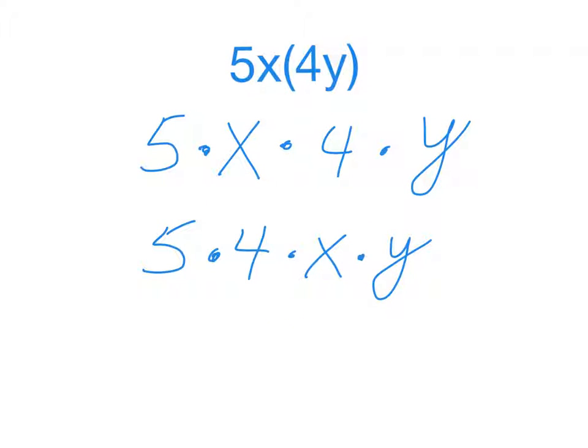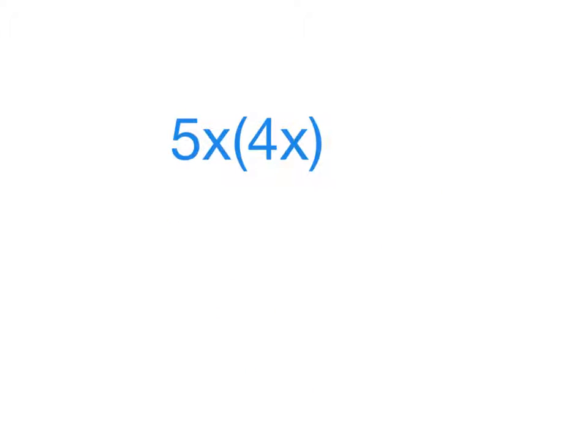I moved everything up just a little bit to get it out of the way. So 5 times 4 is 20. Now, I don't know what x is, I don't know what y is, so I just keep both. All I did was rearrange a little bit, multiply the things together that I could, 5 times 4, and then just keep x and y as x times y. This means 20 times x times y, and there we have it. All right.